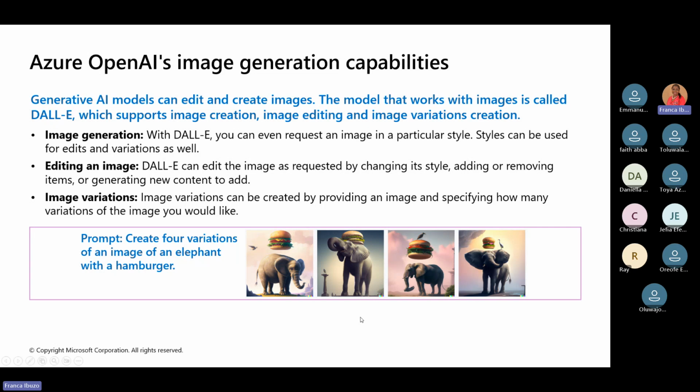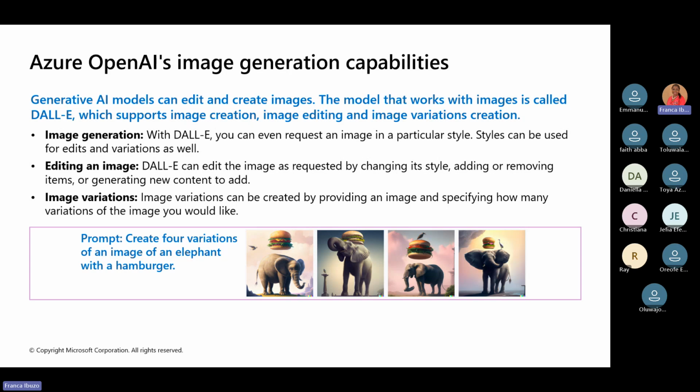Editing an image. So you could use it to generate an image, or edit an image. DALL-E can edit the image as requested by changing its style, adding or removing items, or generating new content to add. We also have the image variation. Image variations can be created by providing an image and specifying how many variations of the image you would like.